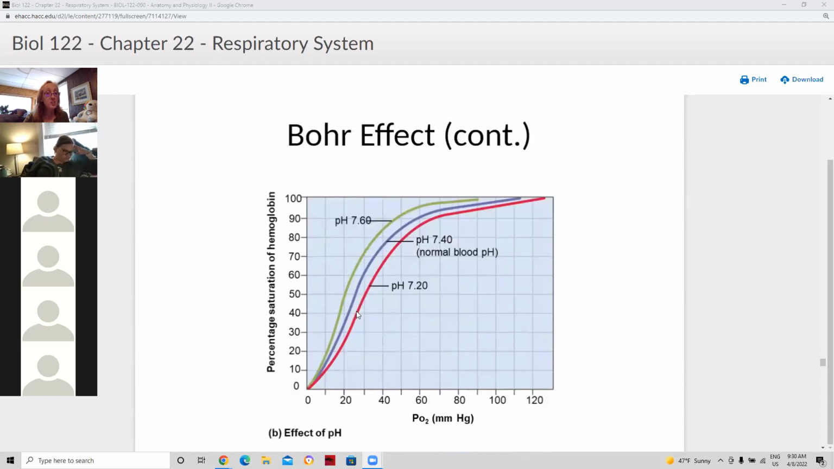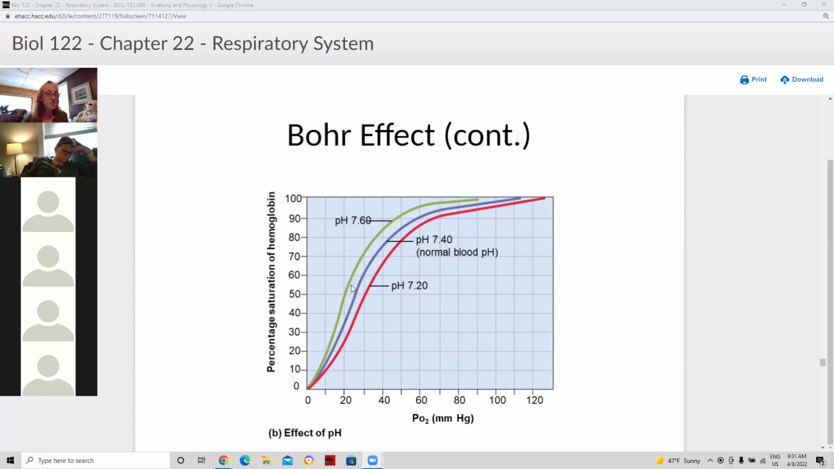So when we compare this to that oxygen dissociation curve, here's the normal blood pH, 7.4. When we have elevated CO2 levels, the pH is going down, meaning the muscle is becoming more acidic. And the result is that the curve shifts to the right, and the oxygen is more easily released.